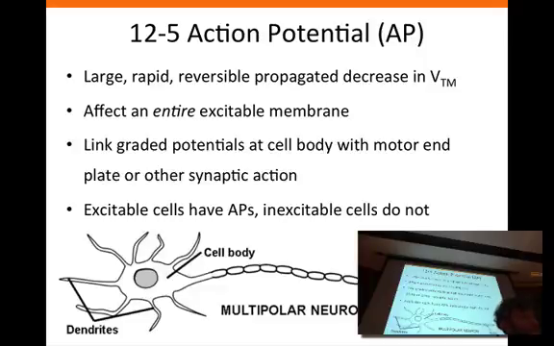Now let's get to the good stuff, the action potential. Large, rapid, reversible, propagated change in the transmembrane potential. It affects an entire excitable membrane, an entire membrane. It's the way that we can link graded potentials in the cell body to action at the synaptic terminals. All right?